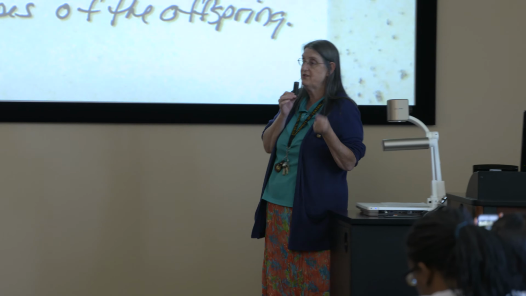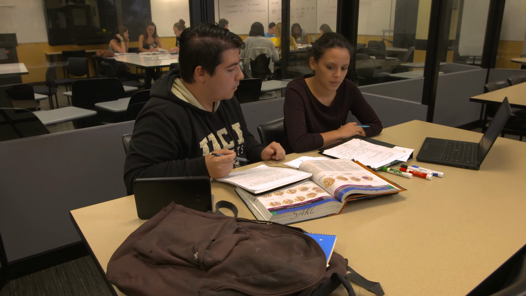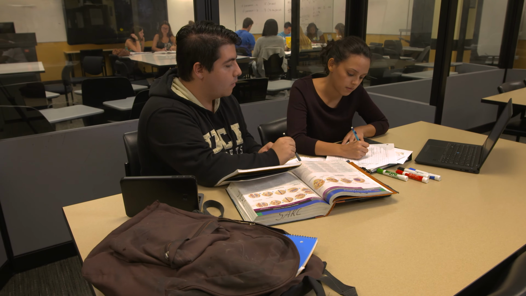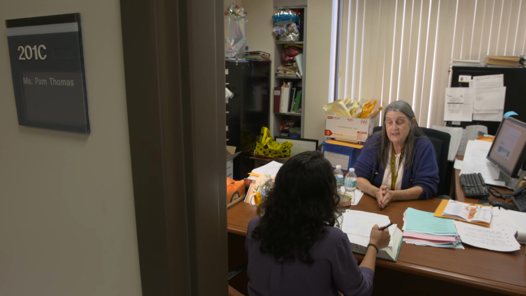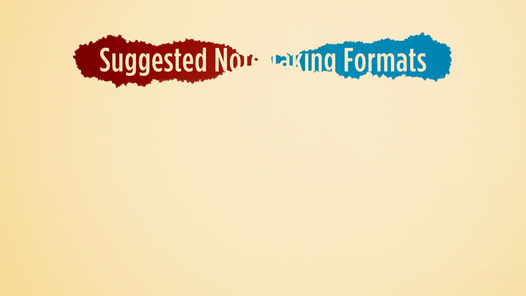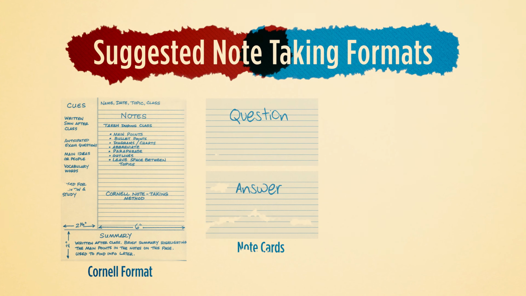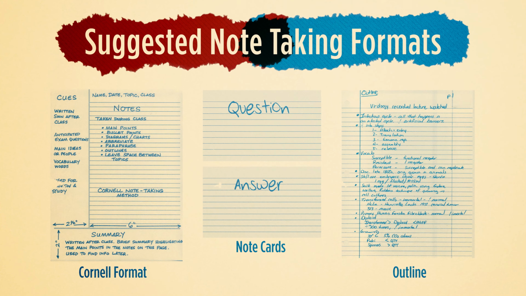Now that you have adequate textbook notes, make sure to attend class and take notes on the lecture to fill in the gaps. To ensure the accuracy of your notes, you can compare them with those of a trusted classmate. You can also confirm your notes with your professor. Some suggested forms of note-taking include the Cornell format, note cards, and outlines. These formats facilitate reviewing and learning.